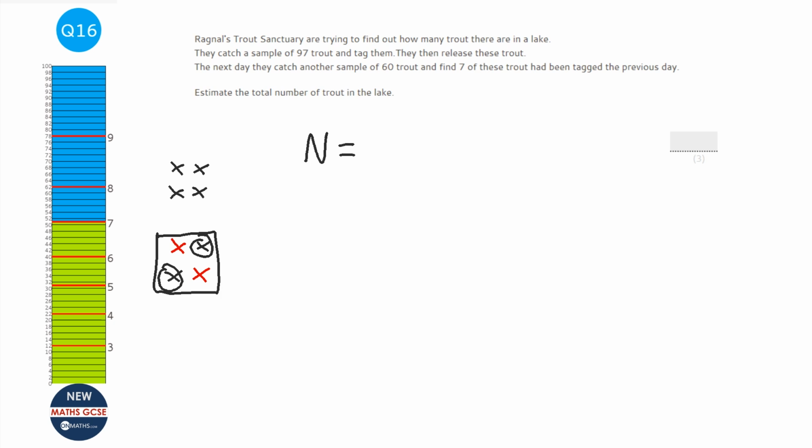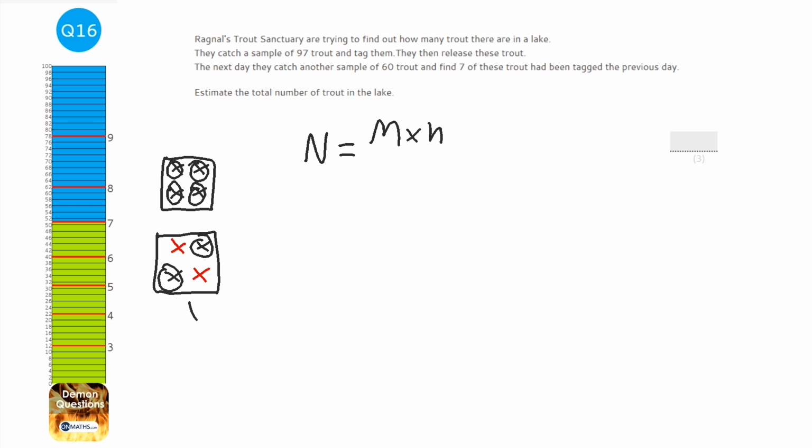N, which is the population size, that's what we're trying to find out, equals M. Now, M is the amount of things that you marked and then released. So in our example here, we marked 4. Times little n. Now that little n is the size of the recapture sample, which is 4 here, over little m. Now little m is the amount of things in your recapture sample that were marked. So in our little example here it's 2.